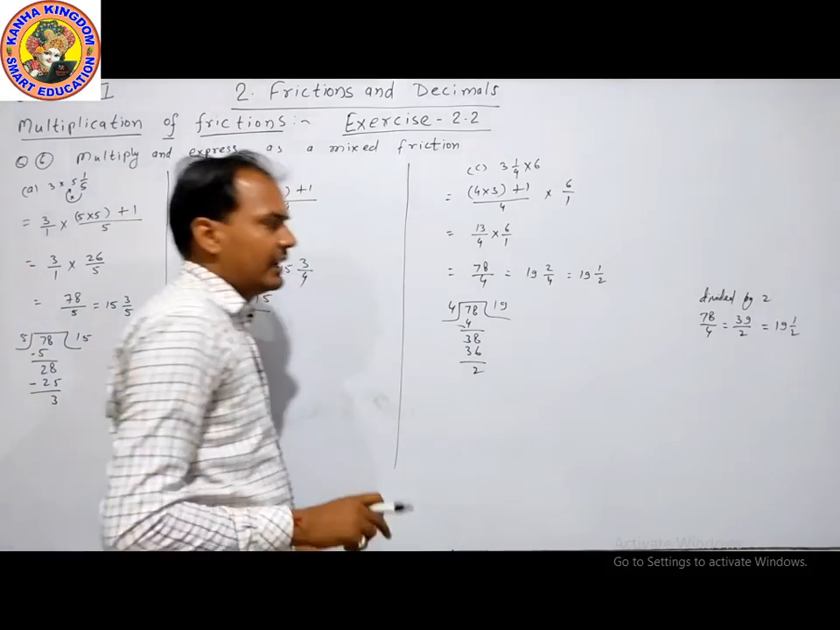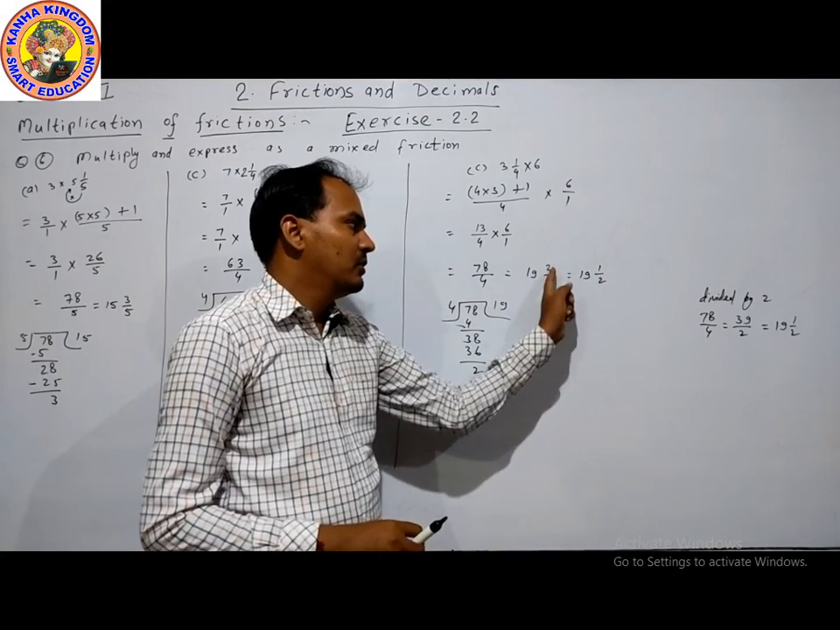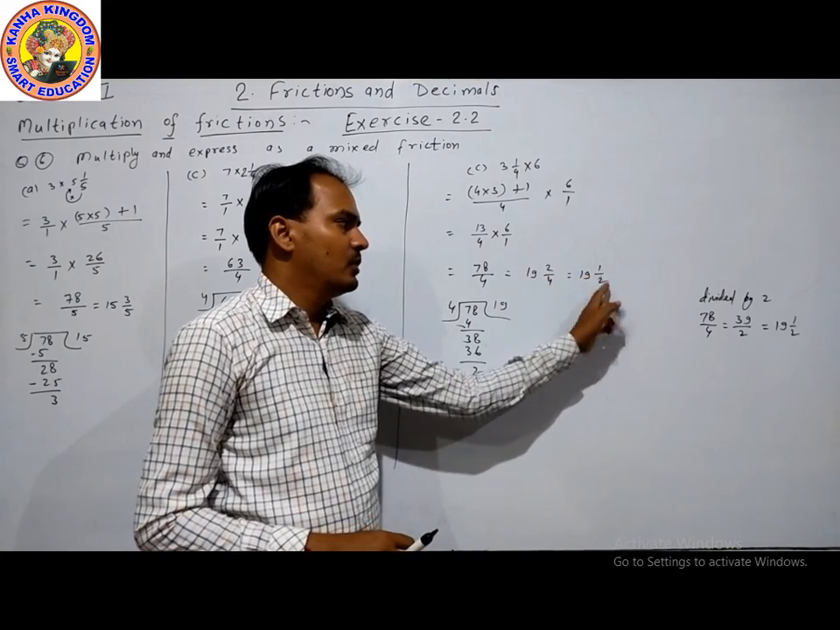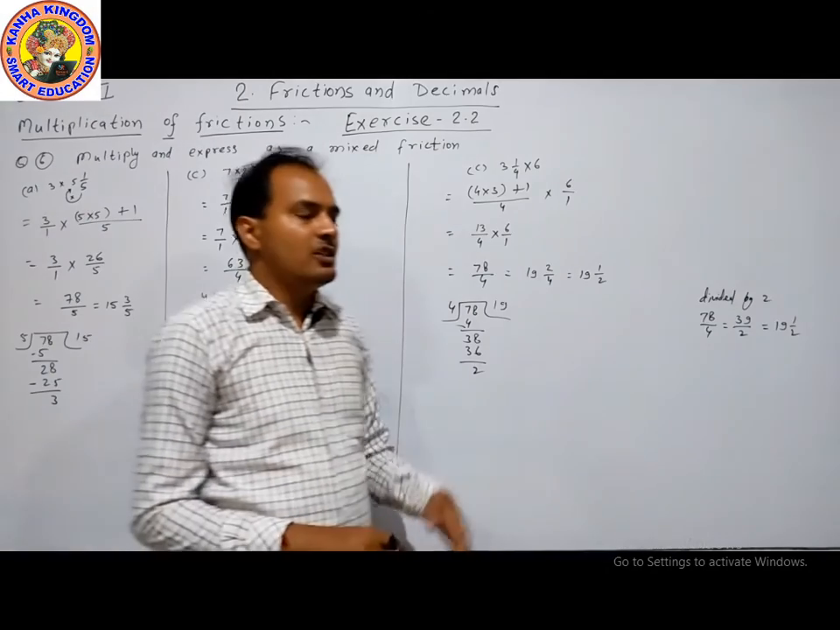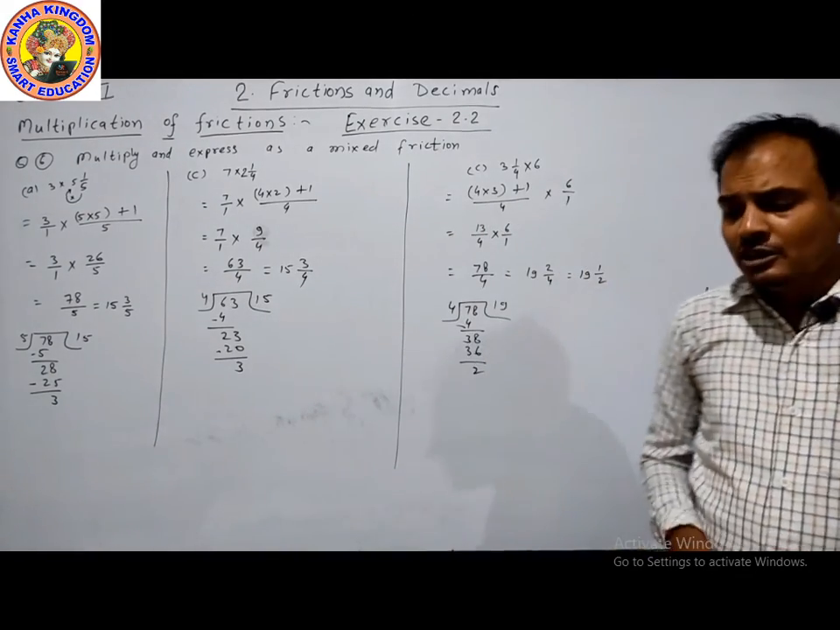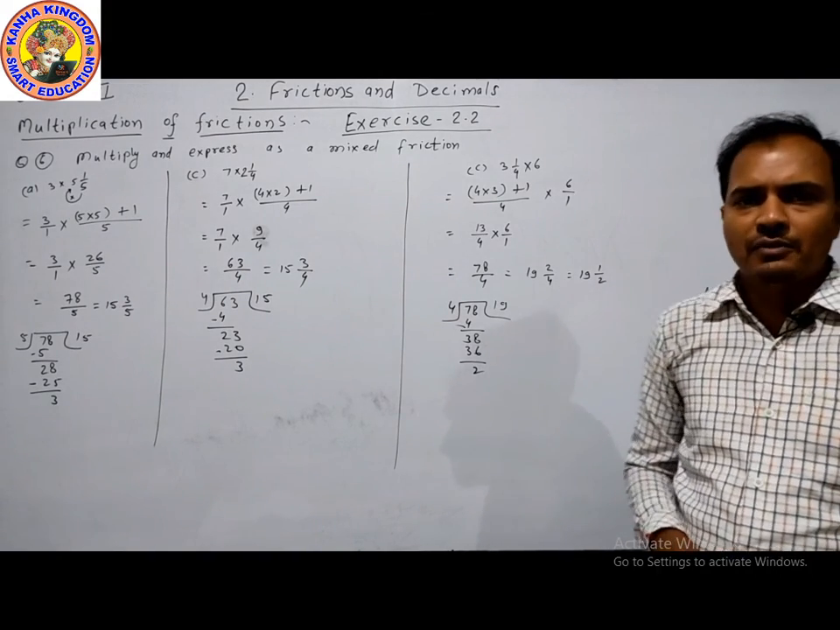2 and 4 can cancel each other. We will divide 2 by 2, 1 time, and 4 by 2, 2 times. So the answer is 19, 1 by 2. You can take a screenshot of this. We will take another question in our next class. Thank you for watching this video.